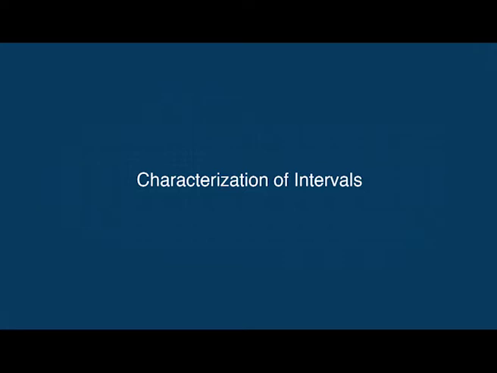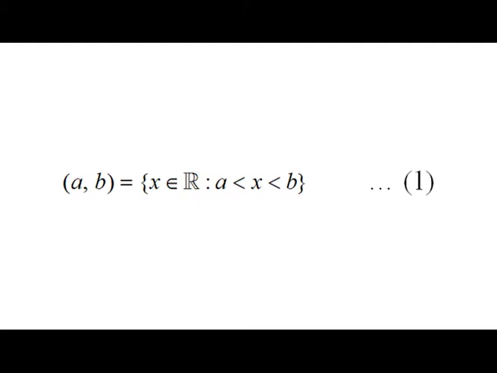Characterization of intervals. So far we have encountered various types of intervals. If a, b belong to R and a is less than b, then the open interval determined by a and b is the set open interval (a, b) equal to the set of all x belongs to R such that a < x < b, equation number 1. The points a and b are called the endpoints of the open interval (a, b), but the endpoints are not included in the open interval.